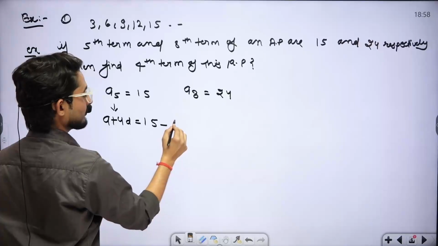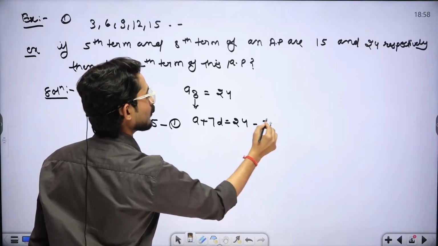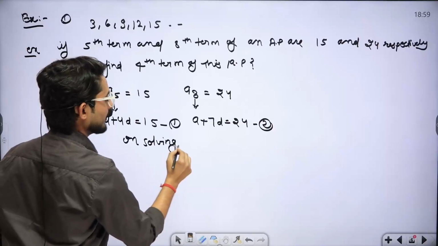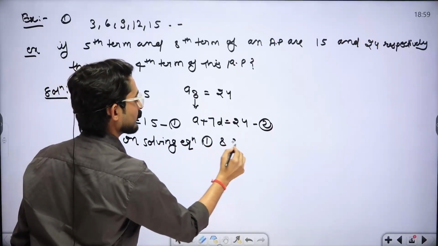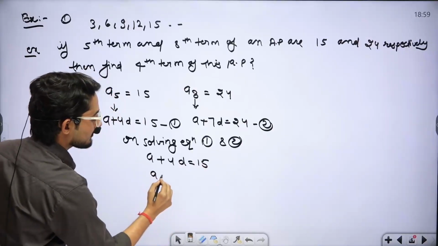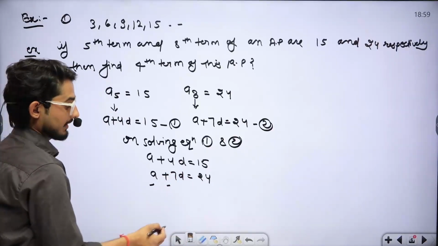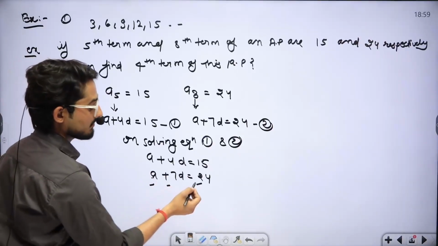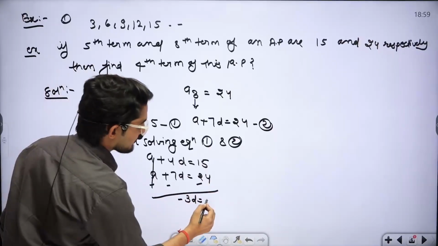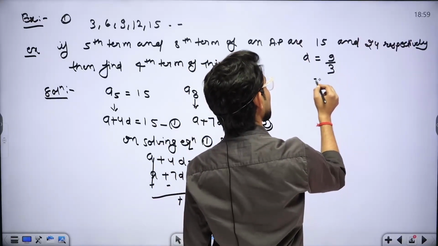And here, equation number first, A8. So you can take A plus how many times of D? 7 times of D equal to 24. Now you will try to solve both equations. So you can write, on solving equation first and second by elimination. So how can you use elimination? A plus 4D equal to 15 and A plus 7D equal to 24. When you use the elimination method, you will change the signs of this equation. Here is a plus, so we'll take minus, and also here is a plus, you will take minus. A will cancel out. 4 minus 7, you will get minus 3D, and 15 minus 24, you will get minus 9. The minus will cancel out from each other. So we will get D equal to 9 upon 3. 3 3s are 9. So D equal to 3.